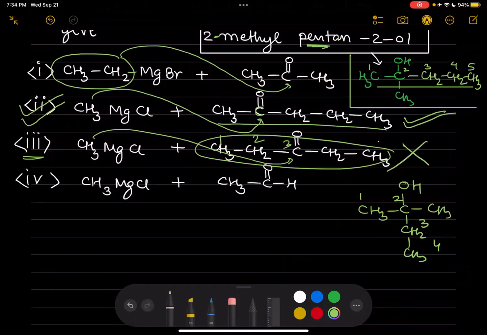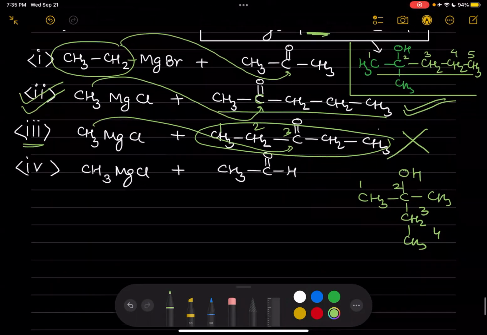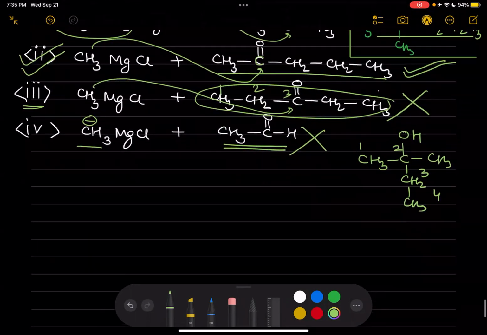Abdullah, can you see what I've written? Understood? Any doubt? You can stop me, you can ask me. So this is minus, and what about this one? There are just 3 carbon atoms total. So this is also not going to be the answer, right?